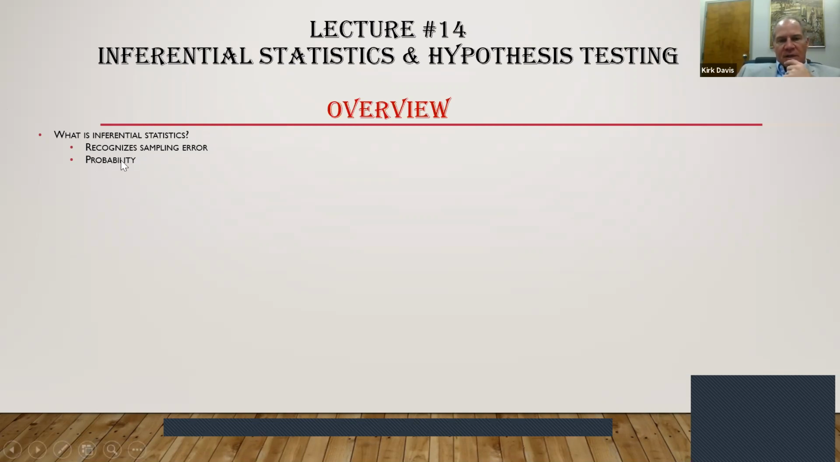Inferential statistics relies heavily on probability. We make a statement, an inference. If we state that something is statistically significant, there's always probability involved. We are never 100% certain. And sampling distribution. So inferential statistics relies heavily on probability, relies heavily on sampling distributions, and recognizes that sampling error. All samples inherently differ to some degree from the population from which they were taken.